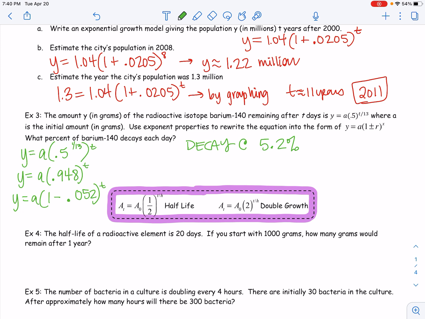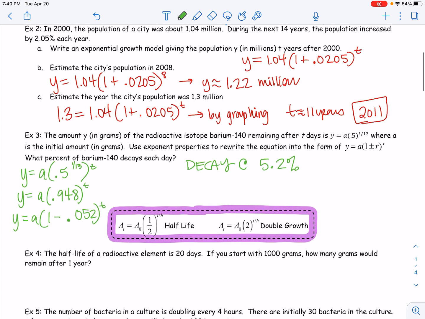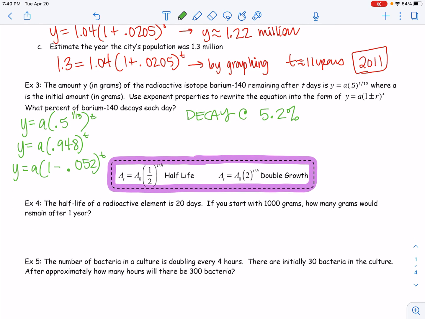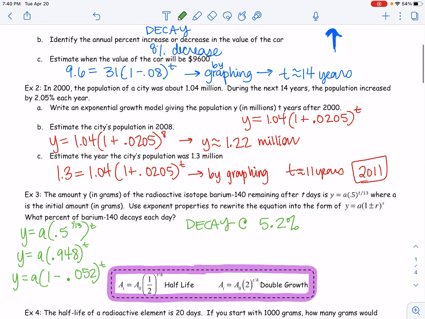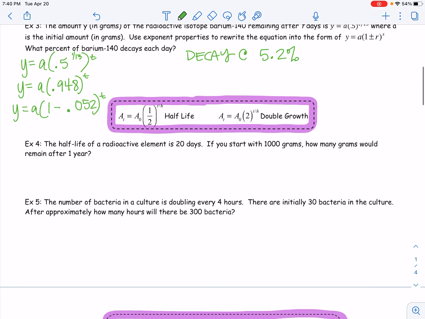All right. So as you can see, we can talk about these exponential growth models in terms of value, like for a car. We can talk about it in terms of population. We can talk about it in terms of chemical reactions or elements and stuff like that. We can also talk real life applications of exponential growth and decay, like bacteria and infection. How fast does a virus spread, or how fast does a disease grow, or how quickly does it dissolve, or something like that. So that comes into half-life and double growth.